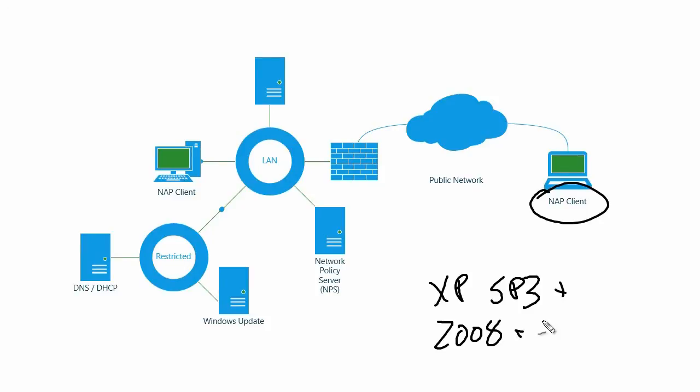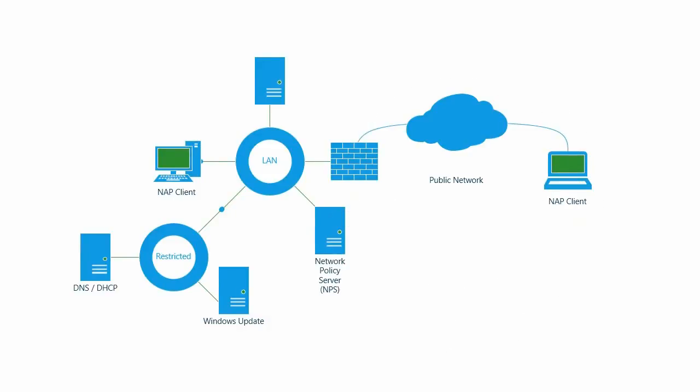Those are the machines that can run the NAP client piece, the network policy piece that reports the health to the network policy server. I hope this has been informative for you, and I'd like to thank you for viewing.